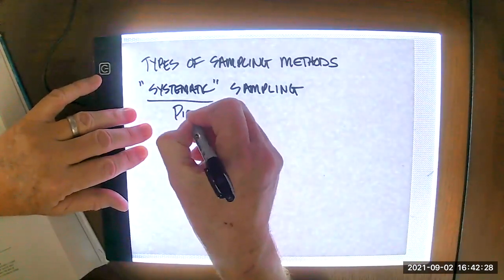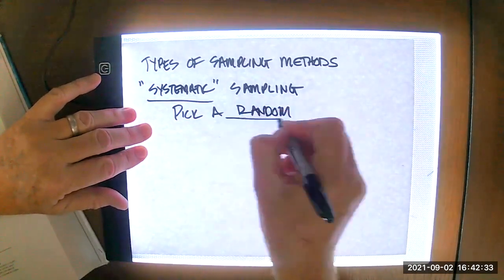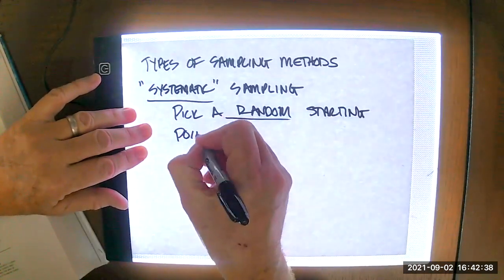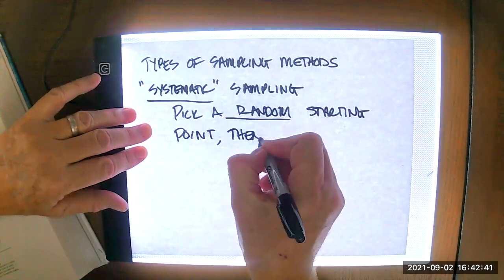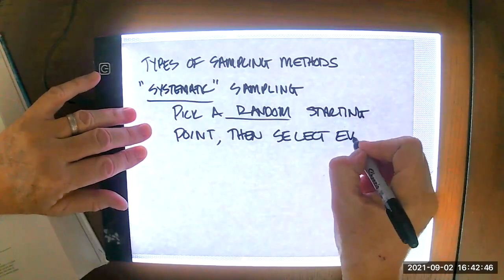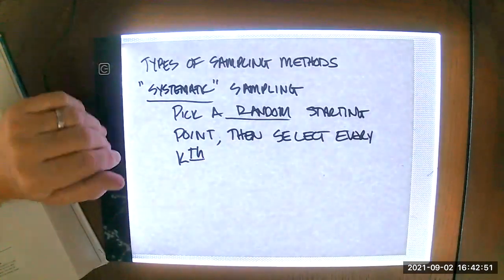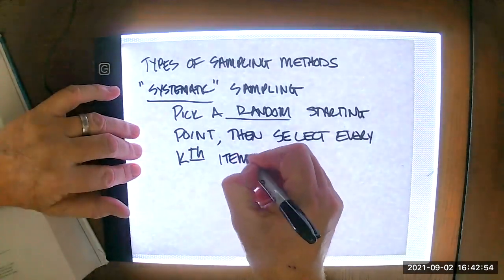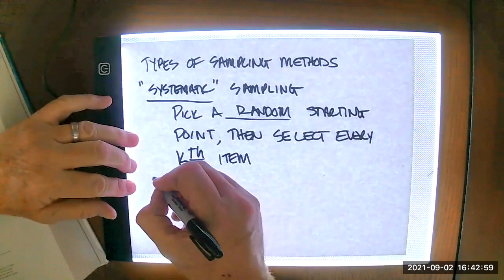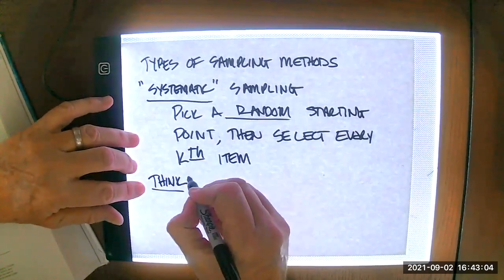We pick a random starting point, then select every, and I think the book likes the letter K, every kth item. That's an example of systematic sampling. Here is your real world example.